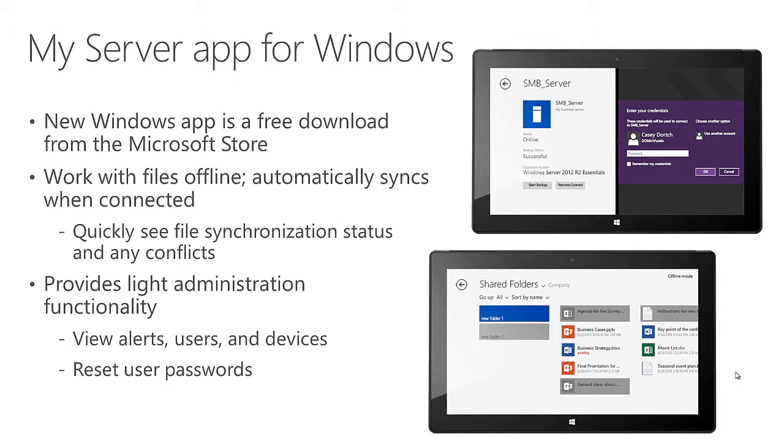And then the next time that you have connectivity again and get connected back to the Essentials server, it will automatically synchronize that file back to that central location so that your changes are backed up centrally, and that other people can see them, and so on and so forth. So this is a really nice feature of the My Server app.